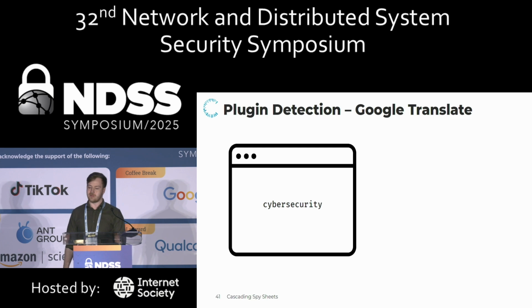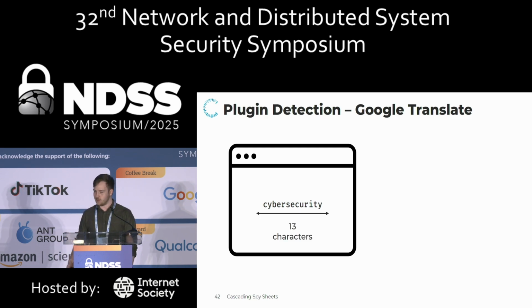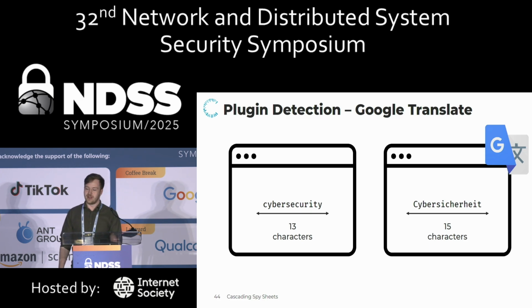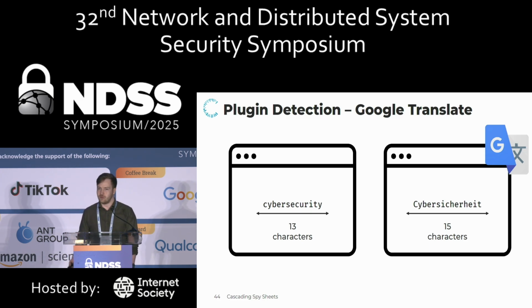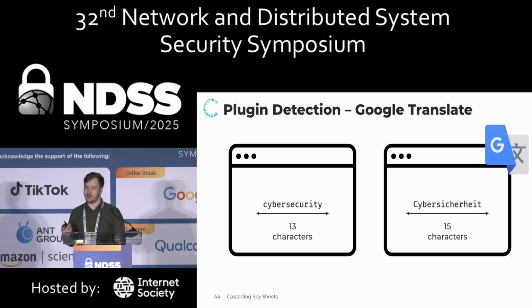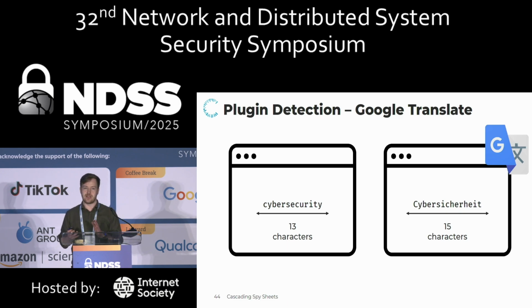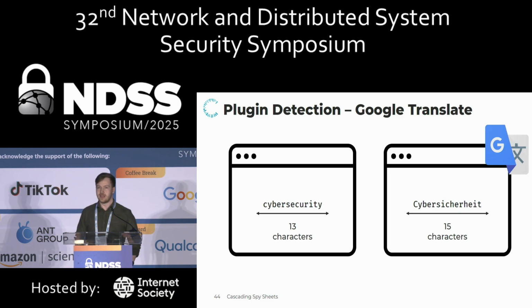So here we, for example, on the one hand have an English website with the term cybersecurity, which has a width of 13 characters. And if we translate that to German using Google Translate, we end up with something that has 15 characters of width. And this is something we can distinguish even with, for example, a monospace font. So not only do we know that translation has happened, but we can also distinguish which target language we ended up seeing, because every language has its unique properties and different things that are translated differently, and we can actually infer this.